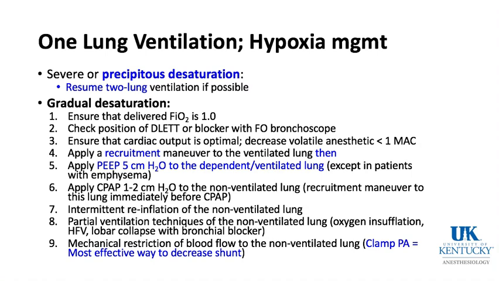There are some partial ventilation techniques of the non-ventilated lung, like oxygen insufflation, high-frequency ventilation, or even putting that bronchial blocker out, as we talked previously about a lobar rather than the whole lung collapse. Lastly, mechanical restriction of blood flow to the non-ventilated lung is the most effective way to decrease shunt. So if you're going to remove the left lung, for example, you can clamp the left pulmonary artery that forces all the blood to go to the ventilated lung, and your shunt goes away, and your oxygenation usually improves dramatically at that point.